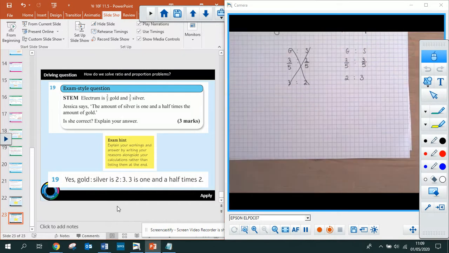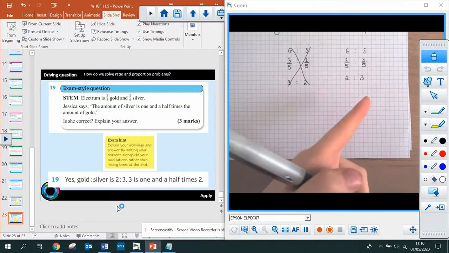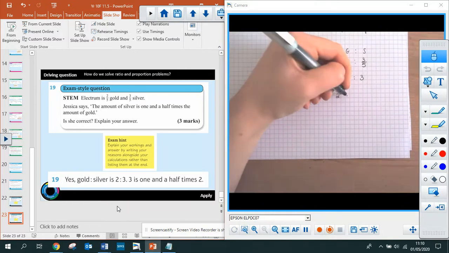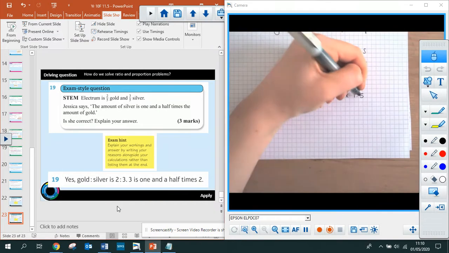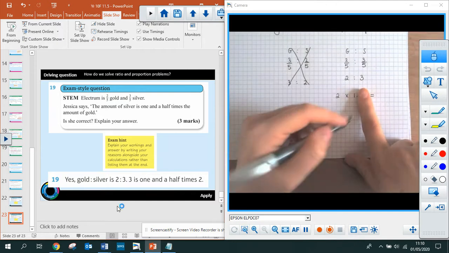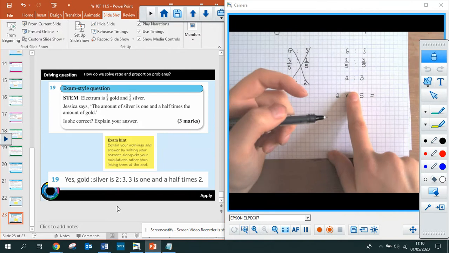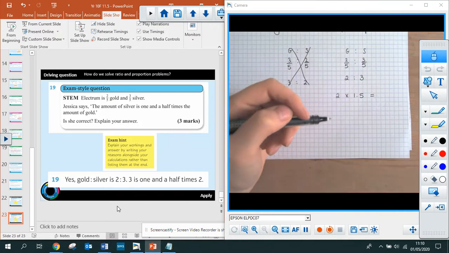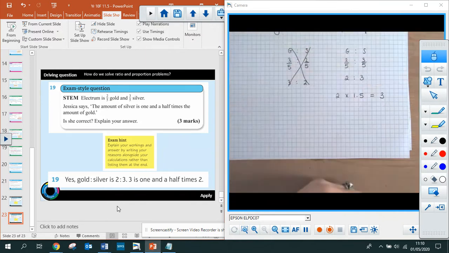And Jessica says the amount of silver is 1.5 times the amount of gold. So what you're asking yourself is 1.5 times of 2. So you need to do 2 multiplied by 1.5 and work out what that equals. Okay, and it is non-calculator. So I know 2 times 1 is 2, and I know 2 lots of 0.5 is 1. 2 plus 1 is 3. Therefore, yes, she's right. The amount of silver is 1.5 times the amount of gold.